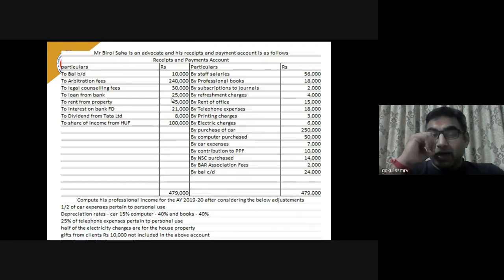Then loan from bank. Loan from bank, if you can see here, the last adjustment says loan from bank is for personal use. That means do not consider that. You cannot take it as a professional receipt. Then rent from property 45,000. So any property rent becomes part of your income from house property, that doesn't become part of your professional receipts.